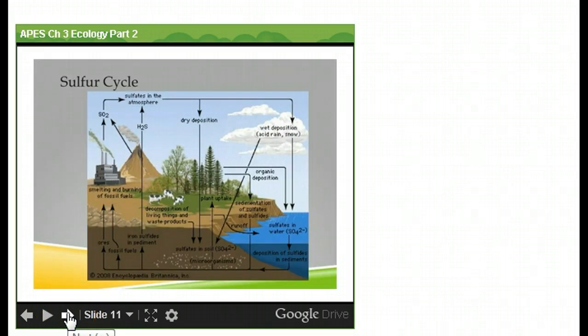Now, the sulfur cycle. Sulfur has a big, giant set of parts to its cycle. We have human-made sulfur dioxide that gets into the atmosphere. We have H2S that's formed naturally. Those things can just fall down onto the earth again and then be recycled. We also have wet deposition, where these gases meet with water and then they turn into acid rain or acid snow, and then those sulfates go into the water.